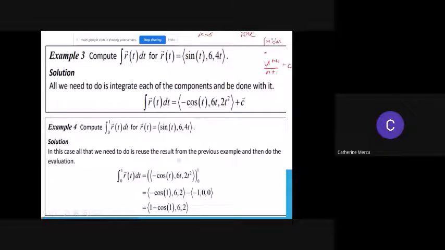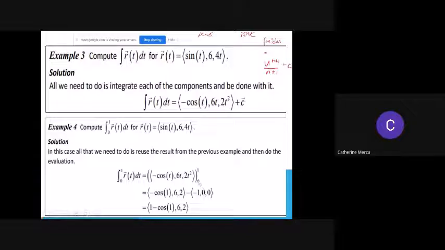Pareho nito. Negative cosine t, 6t, plus 2t squared, plus C, from 0 to 1. So, from 0 to 1, mean to say, substitute negative cosine 1, okay, minus, ito sunod is, ito, substitute number yan, minus cosine of 0. So, you have negative 1. Then ito, 6. So, you have 6 times 1. 2 times 1 squared. So, you have 2.